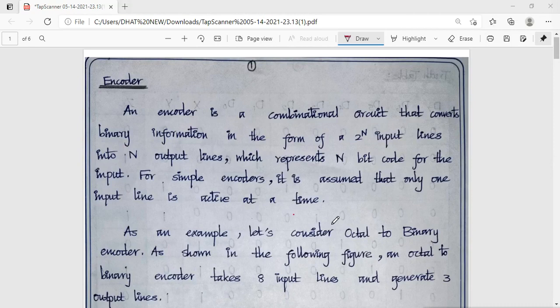Now in this video, I am going to explain about encoder and decoder and also will see its operation by using a Multisim simulation. First, encoder.